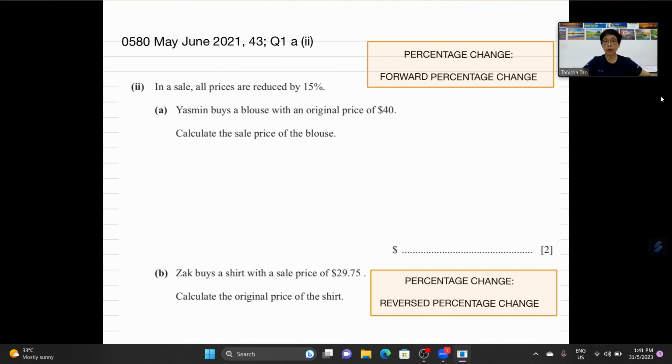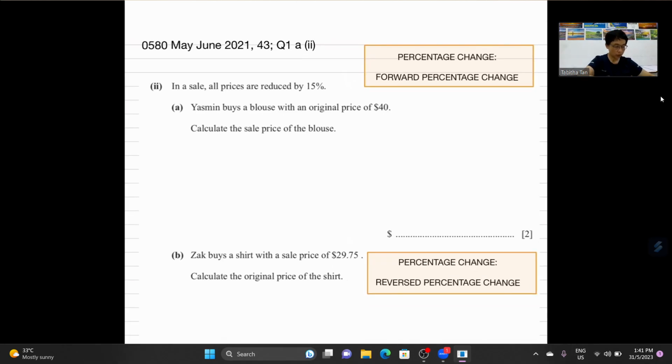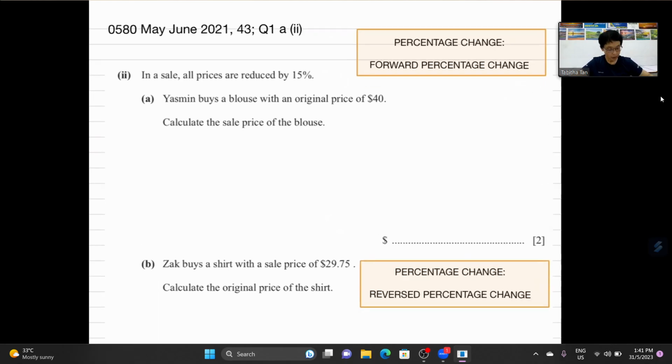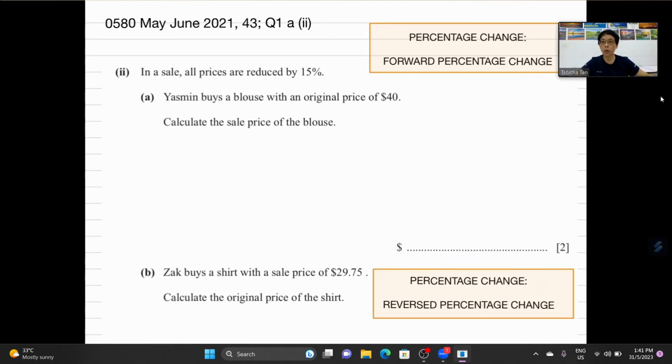Okay. So I have picked another past year question, and I've posted it here. The first question is regarding forward percentage change, and then the second part is reverse. So you may pause the video, attempt that, and join in later. Now I'm going to read the question. In a sale, all prices are reduced by 15%. A. Yasmin buys a blouse with an original price of $40. Calculate the sales price of the blouse.